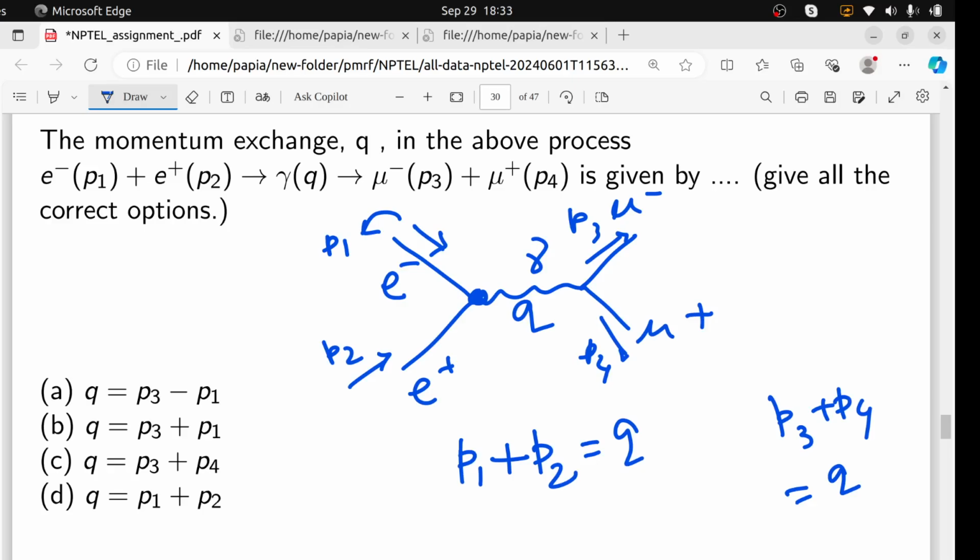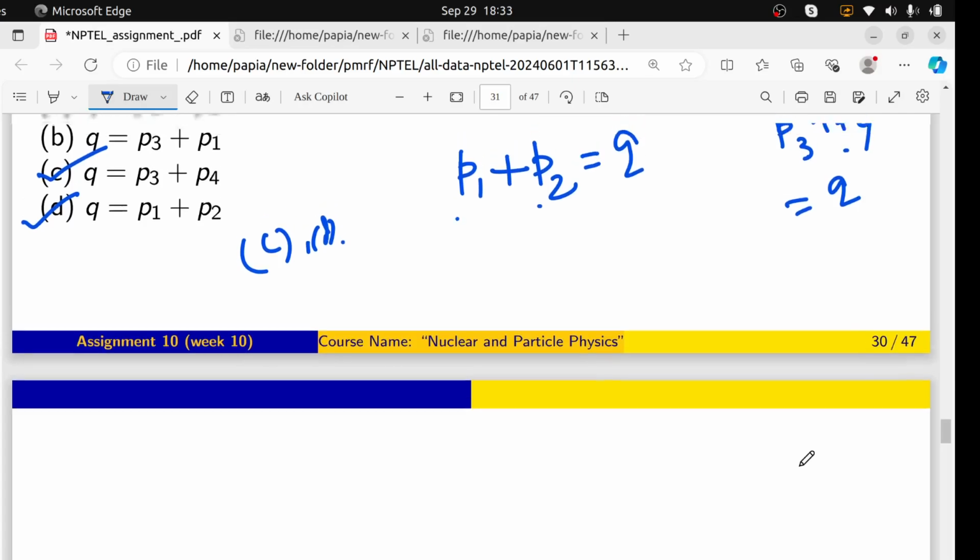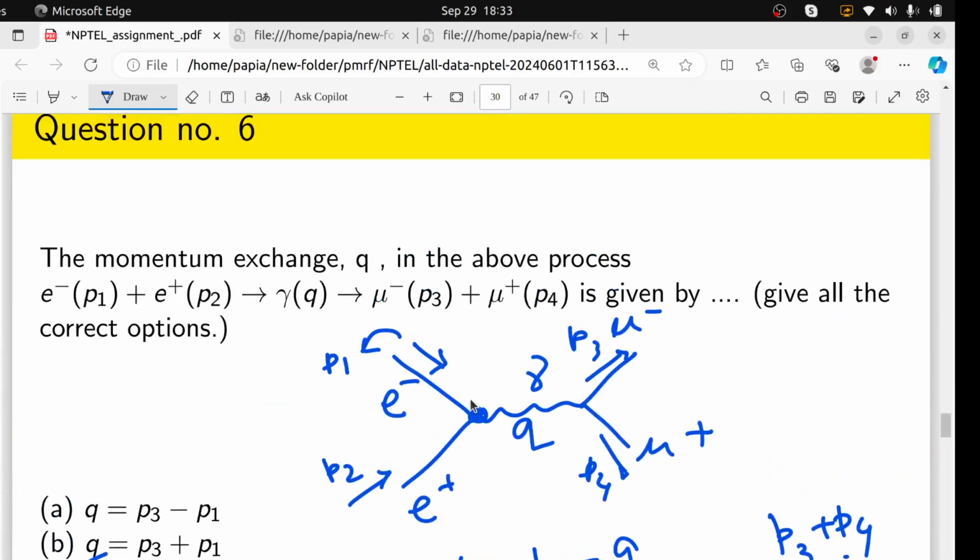Now see the options. P1 plus P2, this option will be the correct one. P3 plus P4, this option again is the correct one. So C and D are the correct options. So in one line we have the answer for the value of Q in this Feynman diagram reaction.